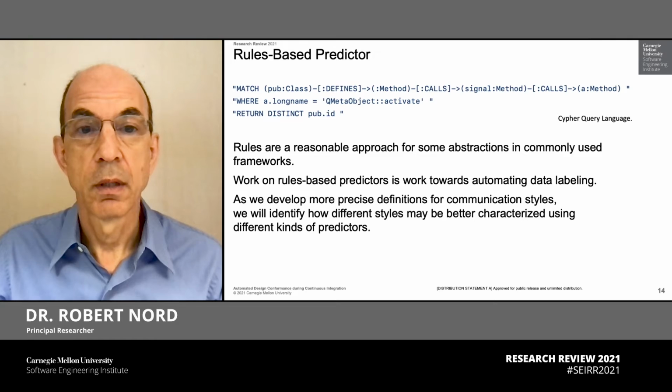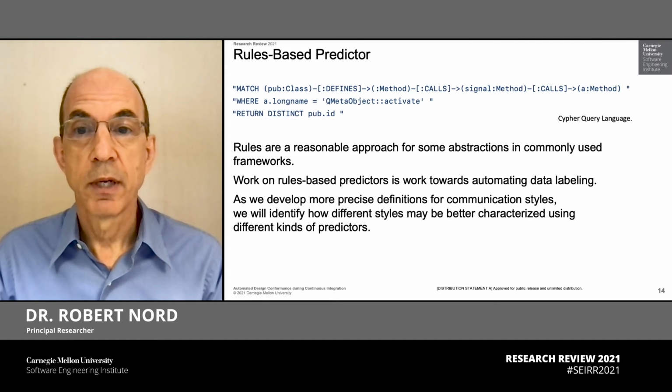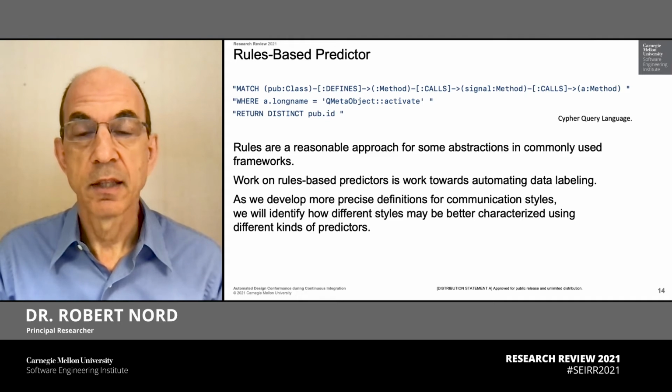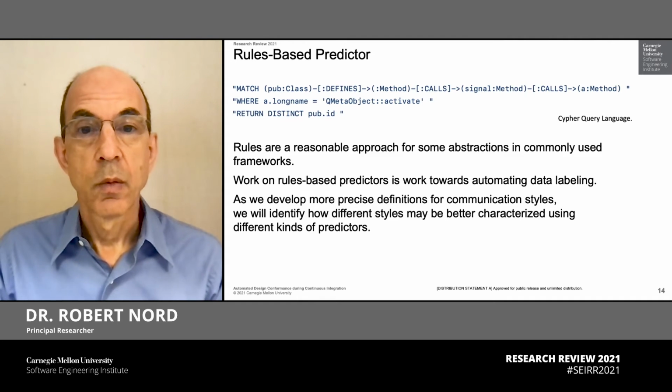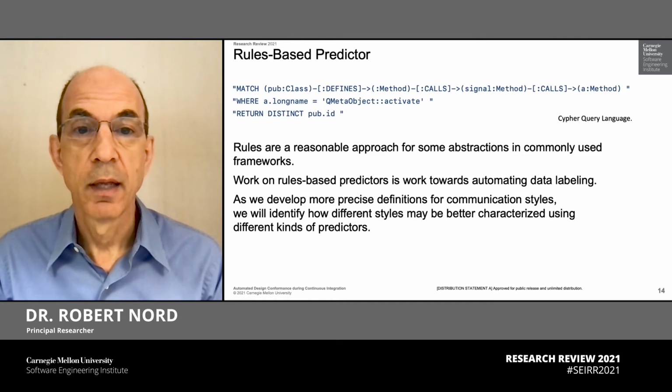The prototype shows viability in using the rules-based predictor to extract design from code for a single architecture style, in this case publish-subscribe, and a single framework supporting that style, which is Qt. We've applied the prototype to other open source projects in addition to Hotspot to demonstrate local extensibility to code bases built on the Qt framework.